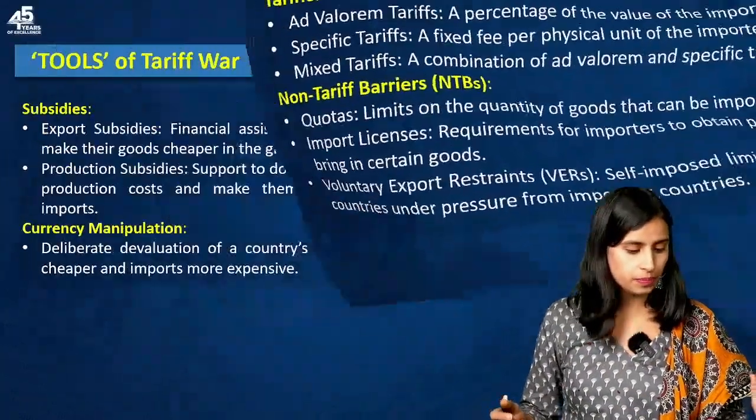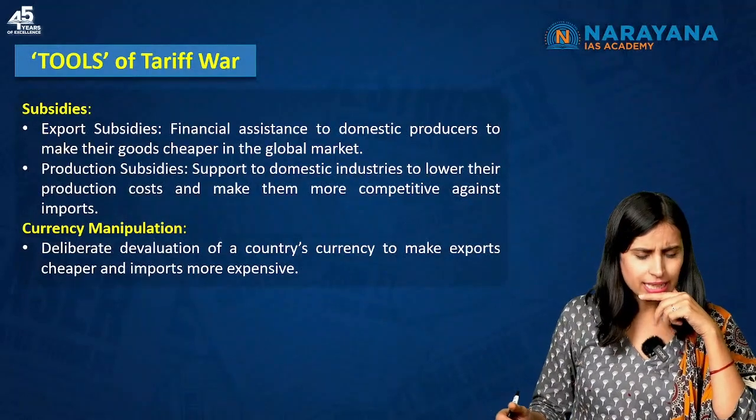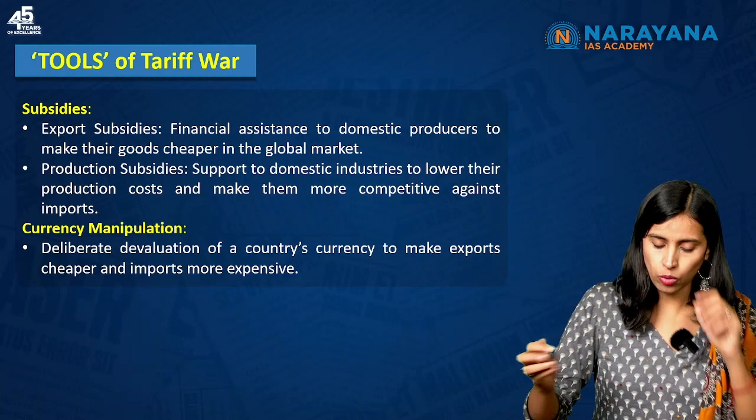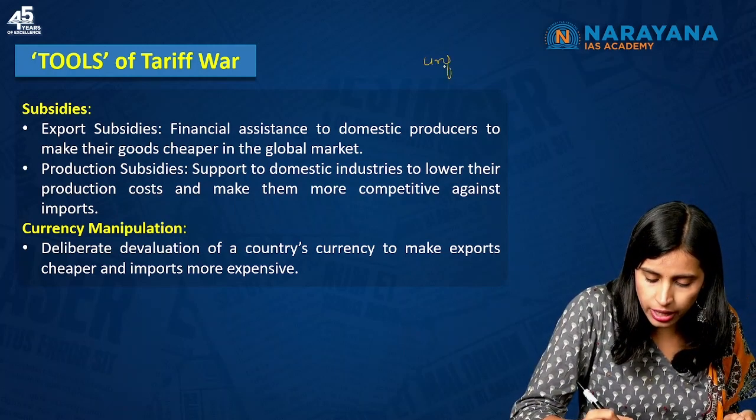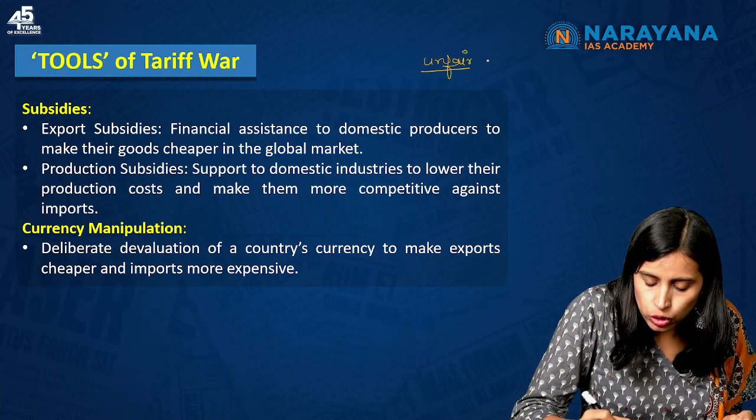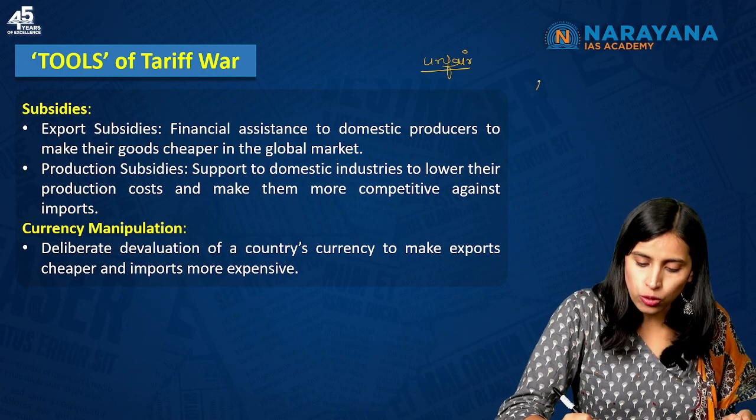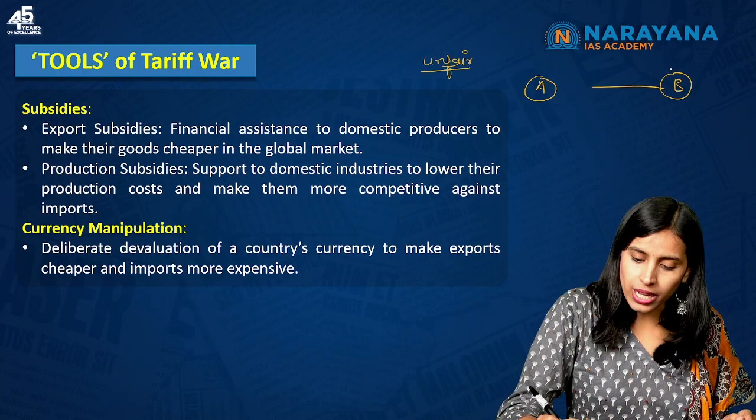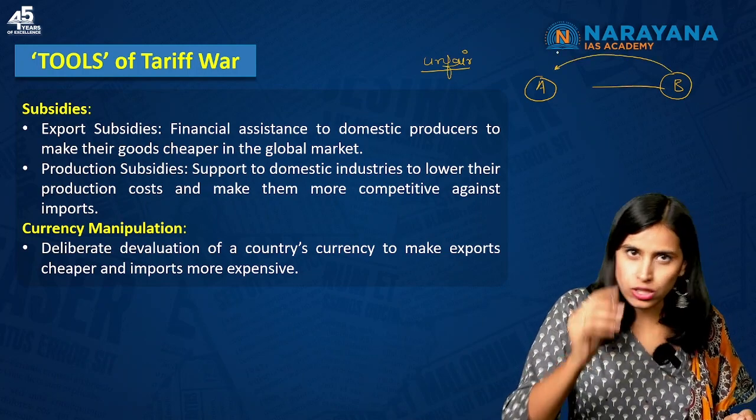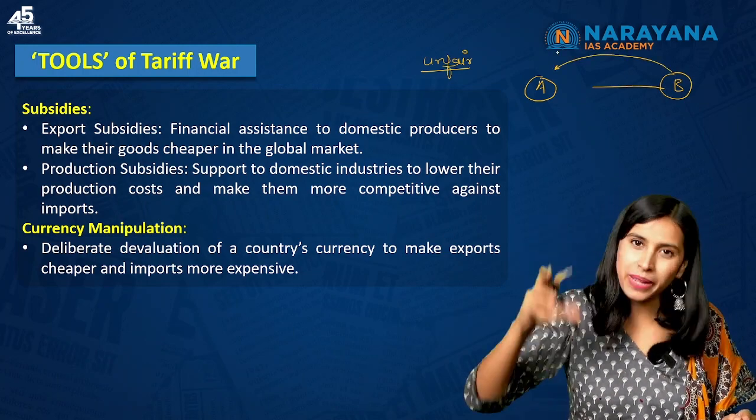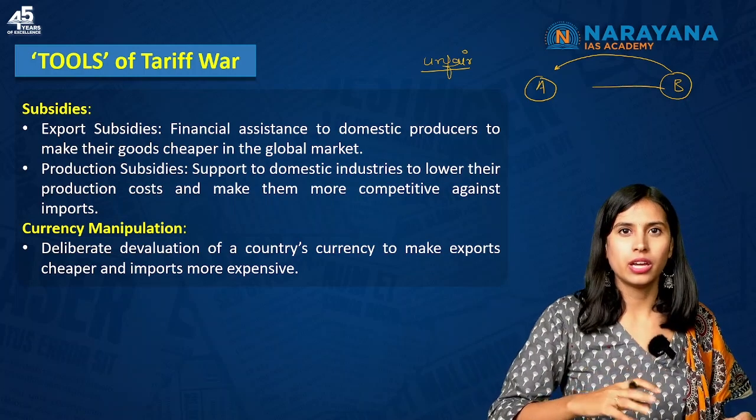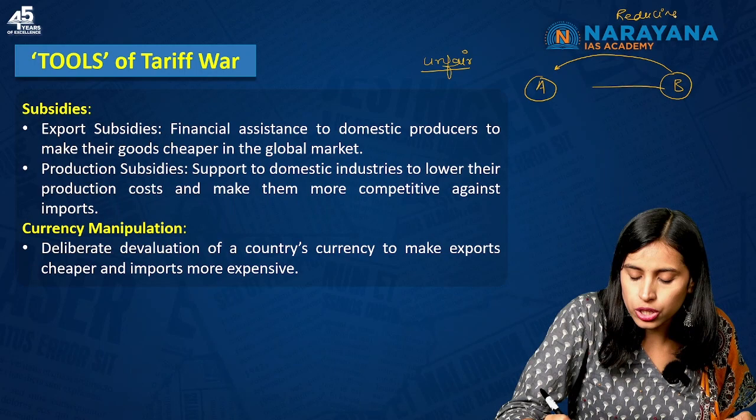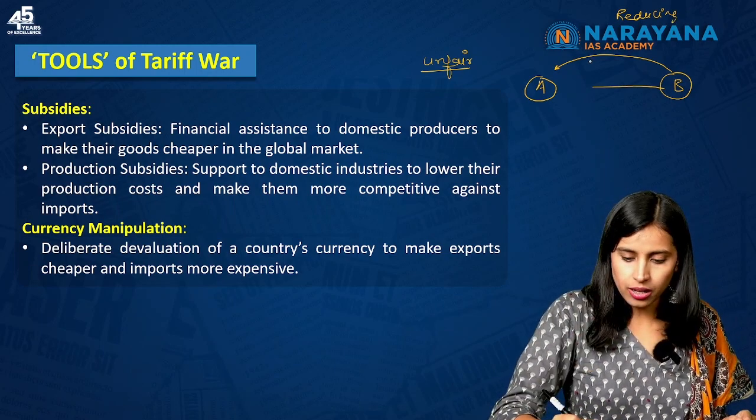Next, there are other unfair practices as well. By unfair practices here, I'm talking about those practices by which, if there are two countries A and B, B will reduce the price of its goods in order to dump its material in country A. Reduce the price. So a price-reducing mechanism is what they use.